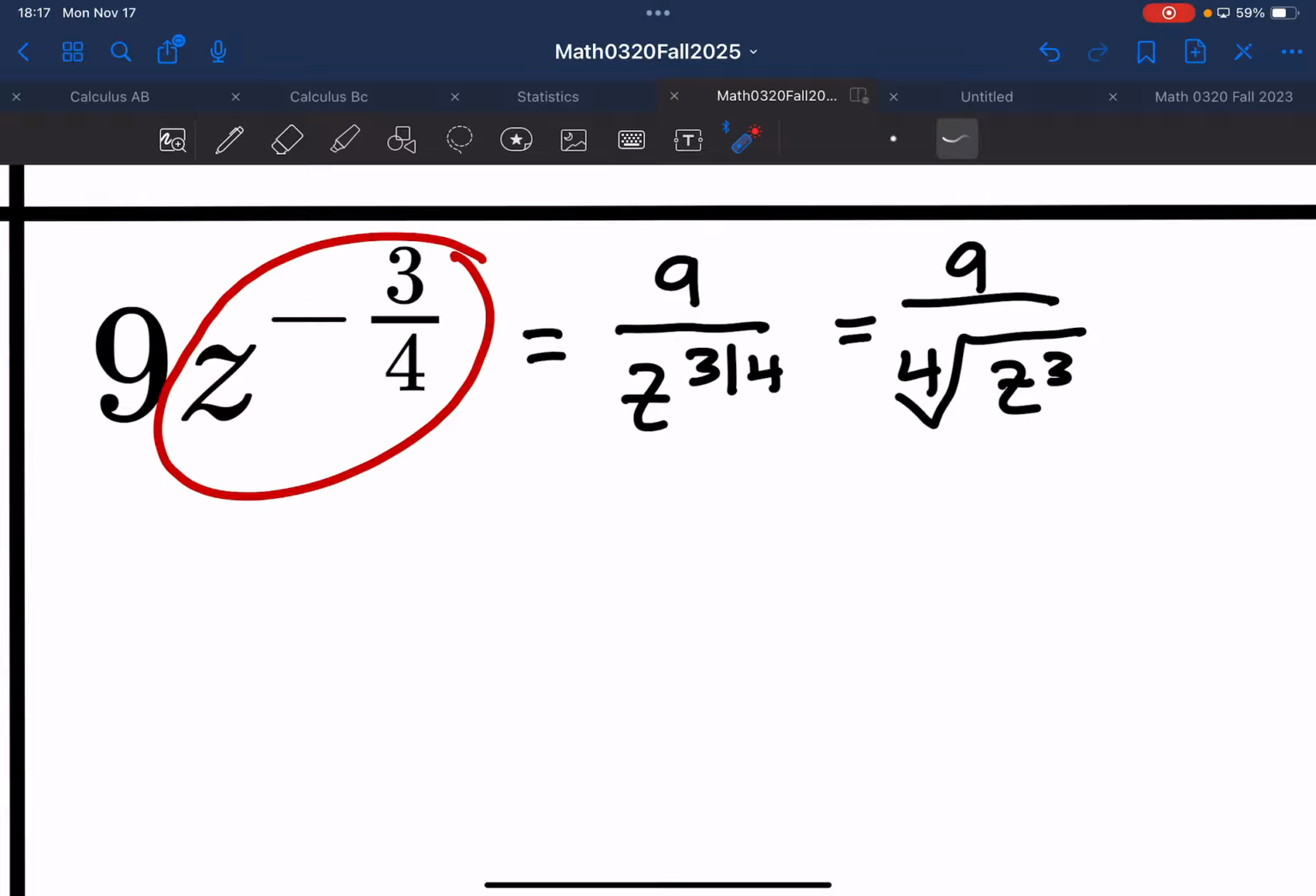So because it was a negative, we made it a fraction. But we have a number instead of an imaginary 1. Correct. We have 9 instead of an imaginary 1. The only thing we had to move was the z, which means the 9 stayed on top. Okay. Any other questions so far?